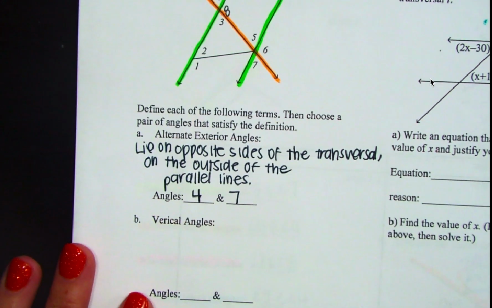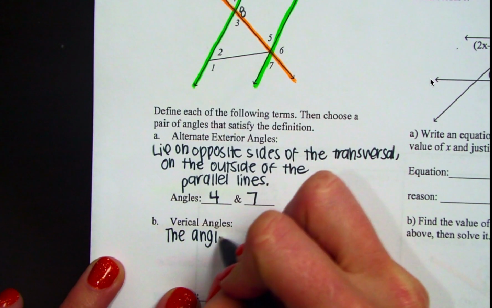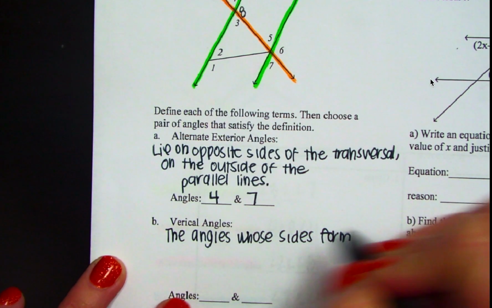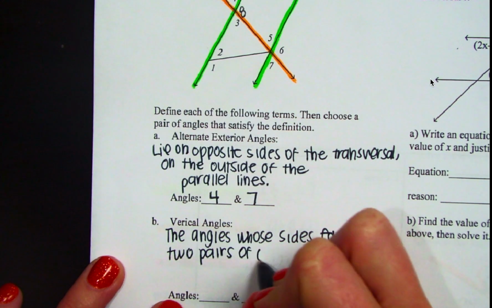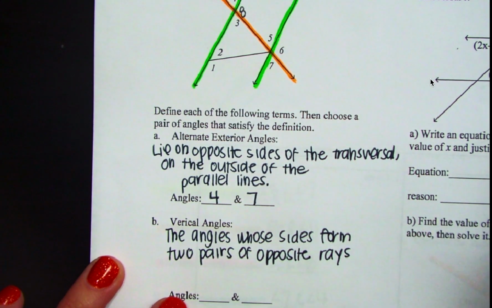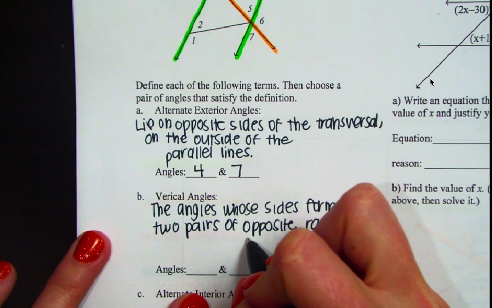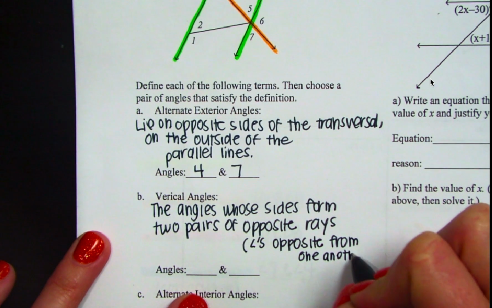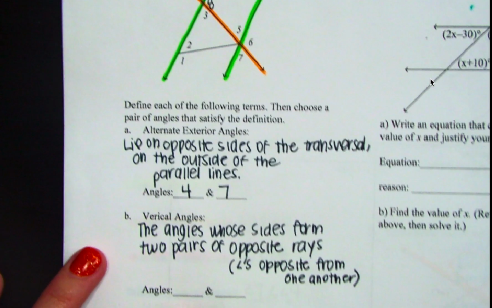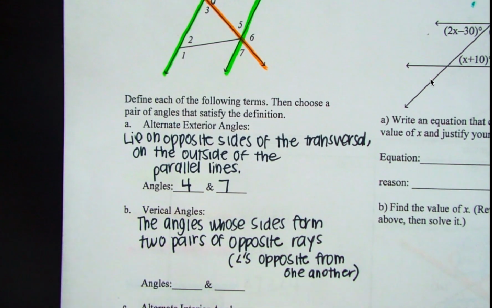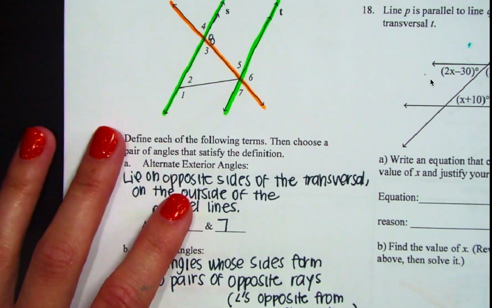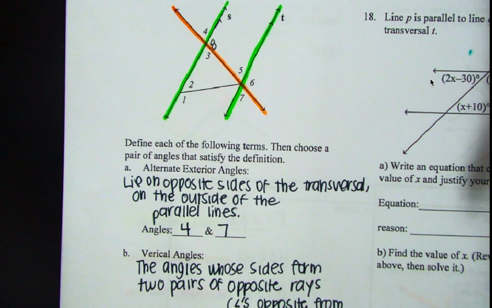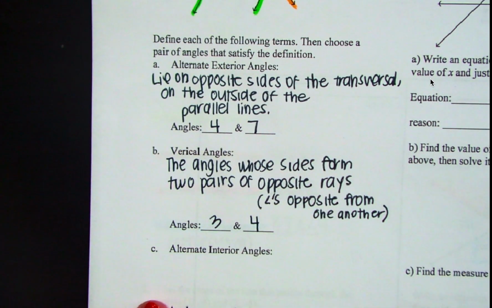Alternate exterior. Vertical angles are the angles whose sides form two pairs of opposite rays. Or a little mathematically incorrect way, what I like to say is the angles that are opposite from one another. So if we look back at our figure, we can see two angles whose sides are formed by opposite rays. That would be this part right here. And vertical angles would be angle 3 and angle 4, because they're opposite from one another. So angle 3 and angle 4.